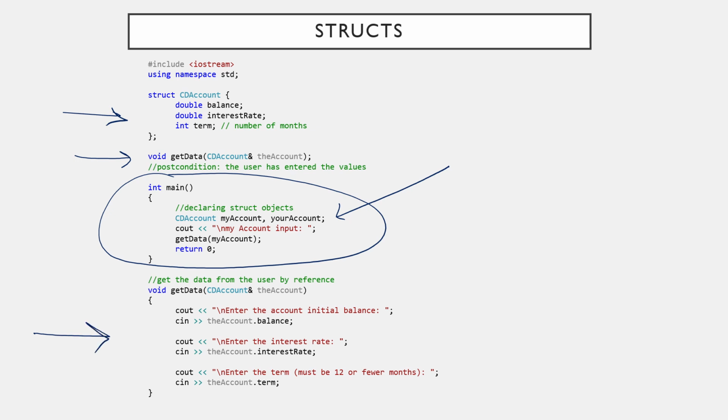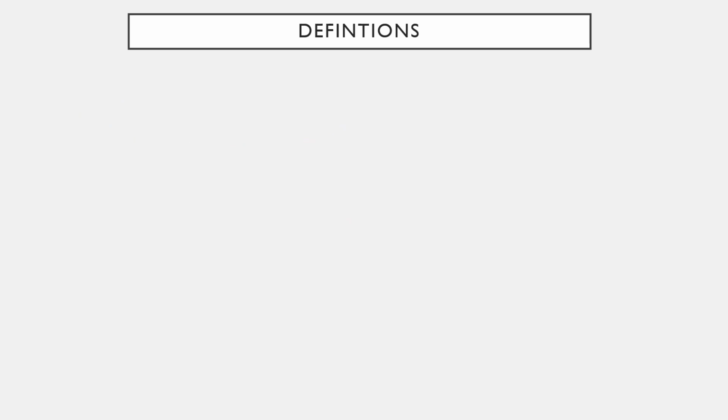You define the structure up here globally so it can be available to everything. And then to make code easy to read and understand, you separate the function prototypes from the function definitions, placing function prototypes above and function definitions below. So this is a review of structs.